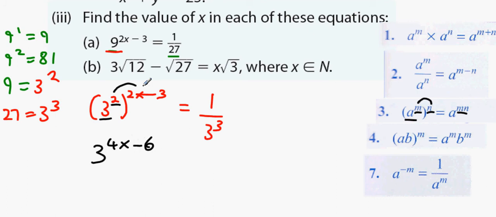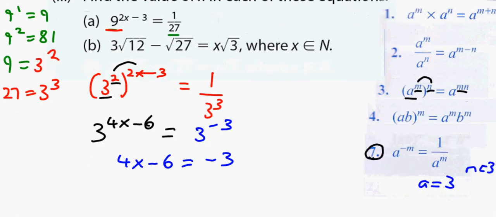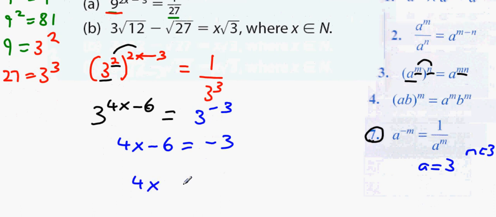The next thing we're going to look at is down here. We're going to use law 7 for this one here. So we have a number on the bottom. We have big A is equal to 3, and m is also equal to 3. So this can change into 3 to the power of minus m, which is minus 3. Now what we know is that 4x minus 6 equals minus 3. And what we can say is that 4x, bring over the minus 6 and turns into plus 6.